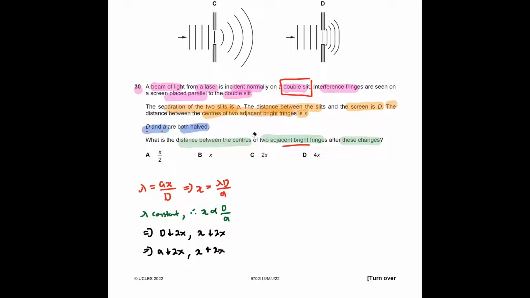Okay, so here you notice that if you talk about D, X reduced 2 times. If you talk about A, X increased by 2 times. So the effects kind of cancel each other off. So overall, you can actually just say this. Overall, X is unchanged. So the answer should have been B. Okay, there's no change in your fringe spacing.